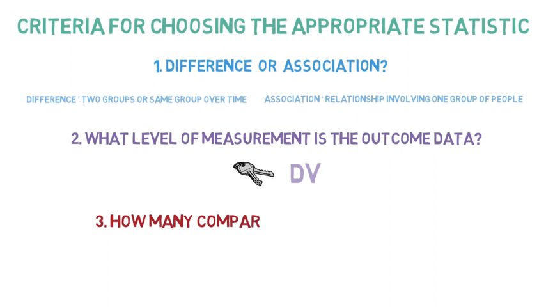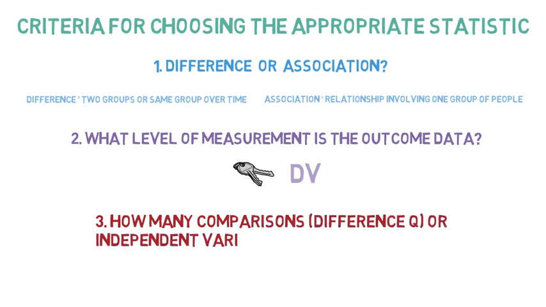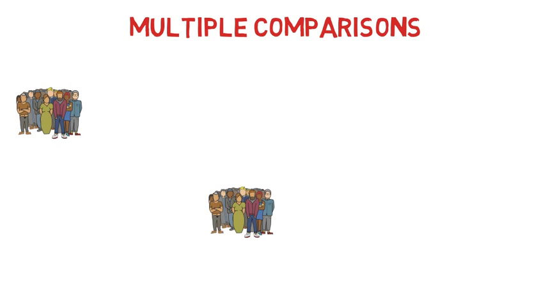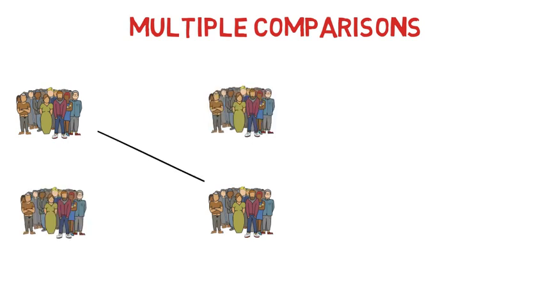Third, the number of comparisons should be looked at. So for difference questions, this means the number of groups or the number of comparisons that are made between groups. For an association question, this really means the number of independent variables that are being studied in relation to the dependent variable. A side note here, when you have multiple groups, you will have many comparisons, and multiple comparisons increases the chance of making a type 1 error.